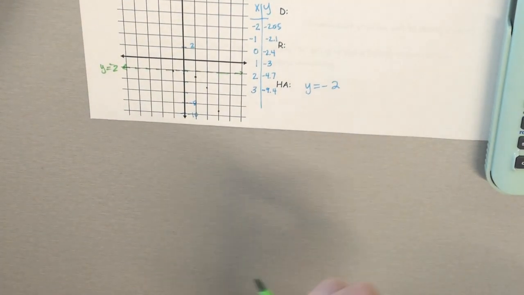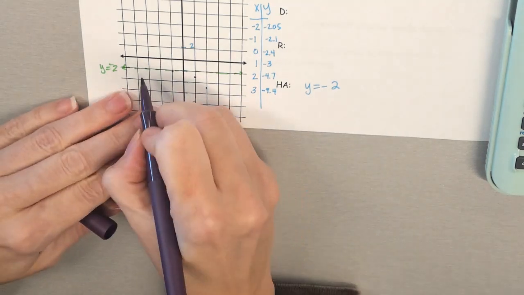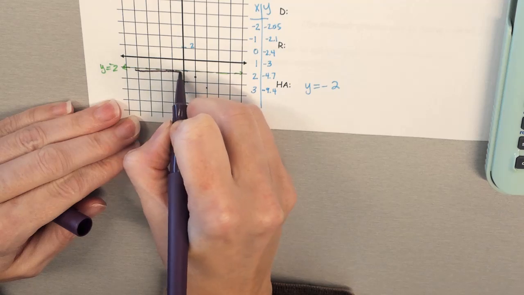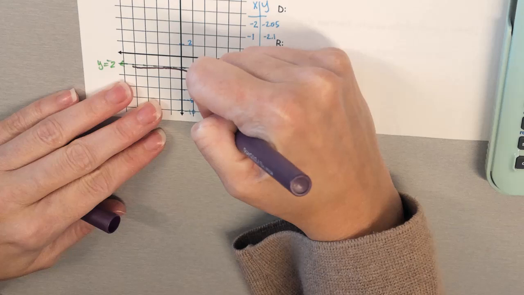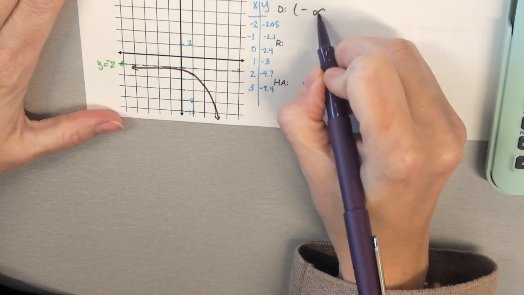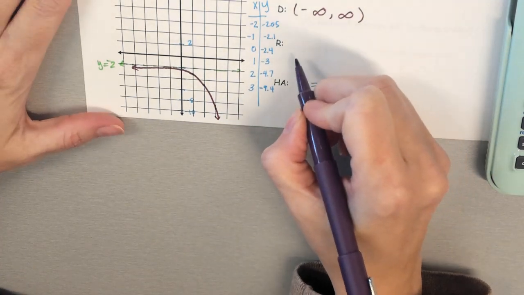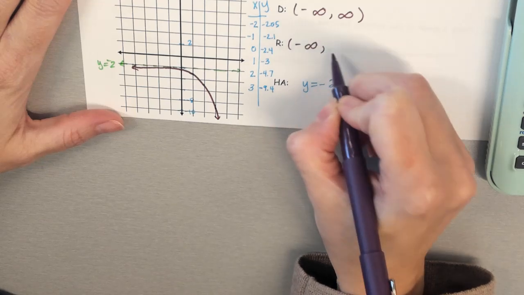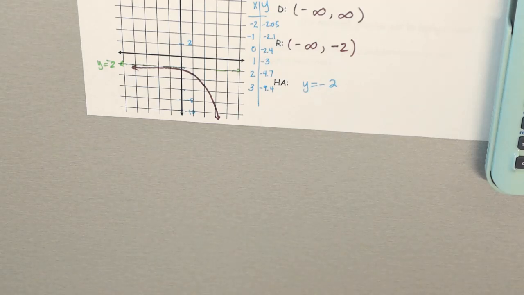Once you graph this, I want you to do your domain and your range. It's following right along that line. Your domain is all real numbers. Your range is the same as before, almost. Start with your negative infinity, and it goes up to what? Negative 2. Awesome. Those are the ones that we're going to be doing on graph paper.